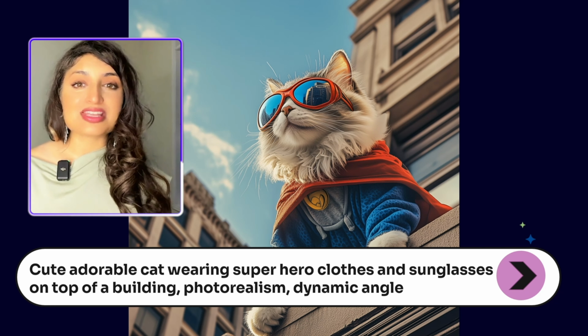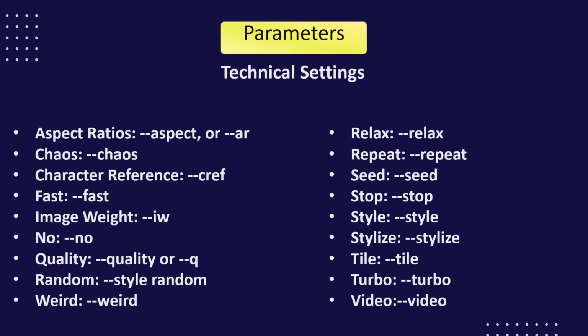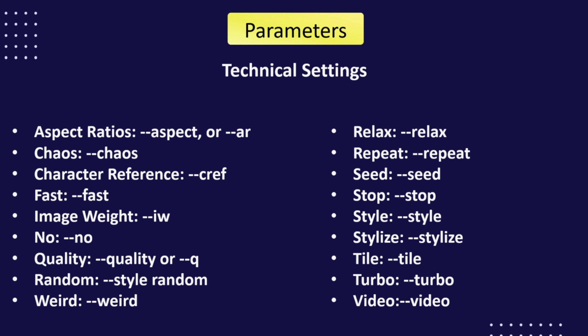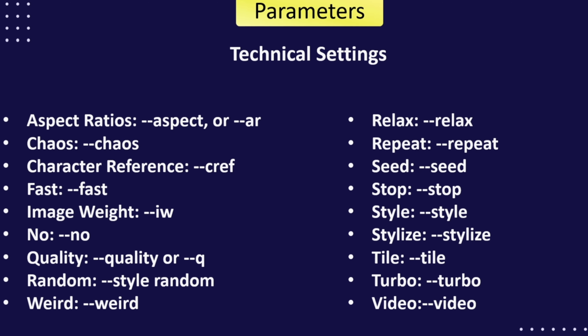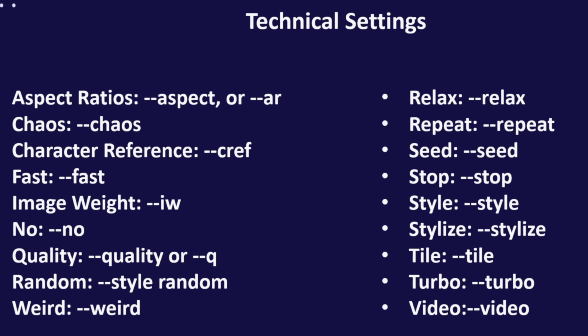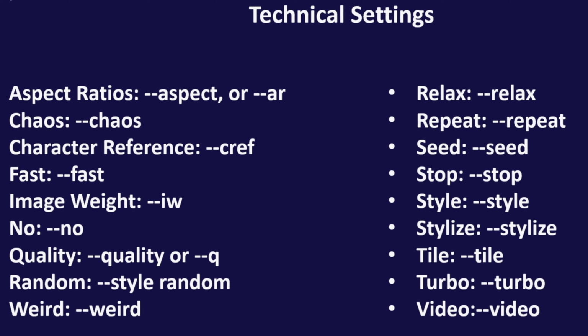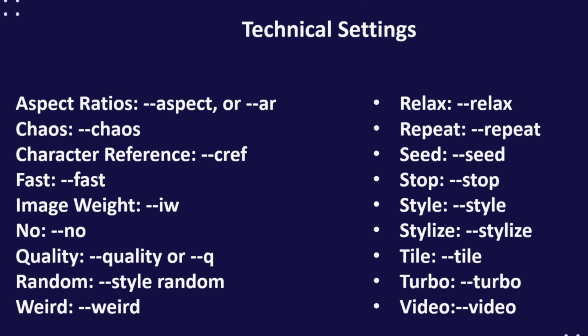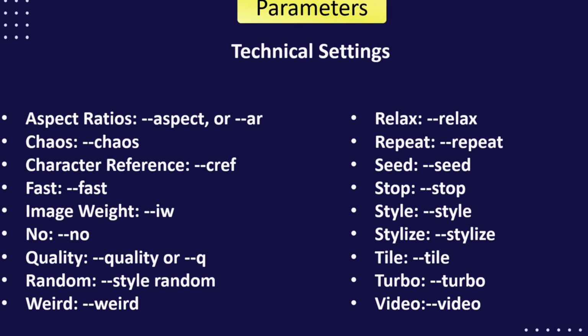Finally, we have parameters that fine-tune your masterpiece. Parameters are special codes that go at the end of your prompt to control the different generation options within Midjourney. These are the technical settings that adjust the final output. They always have a dash in front and a code following that. For example, for character reference --cref, for quality --q. There are a number of different parameters available in Midjourney, and I'll provide a link to a list of all of them in the description below. And for now, I'll cover the most popular 3.